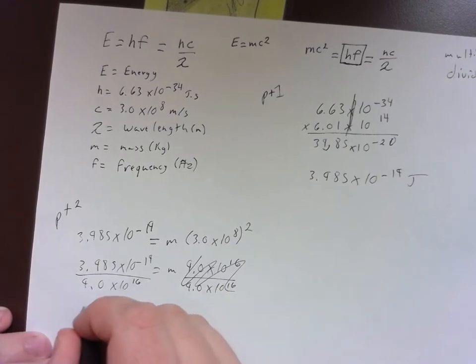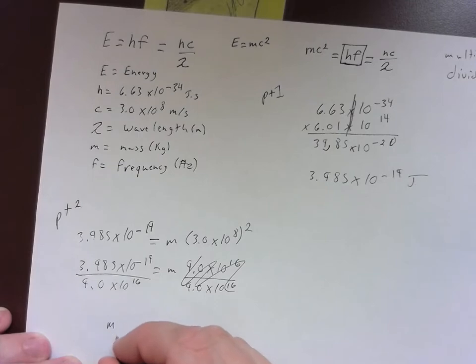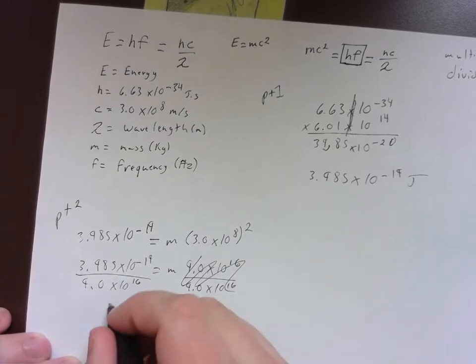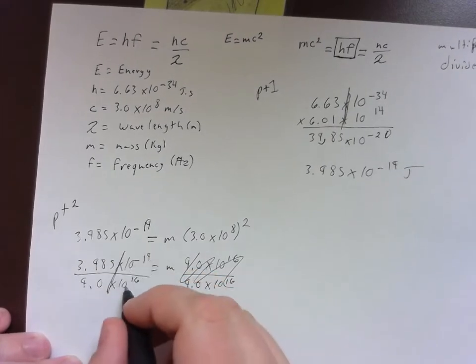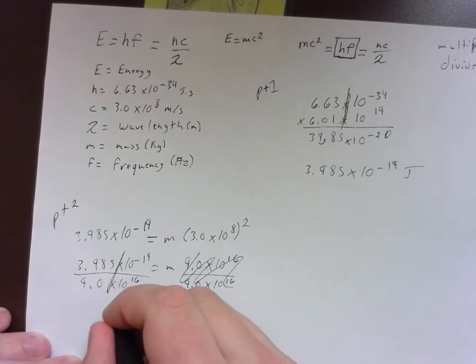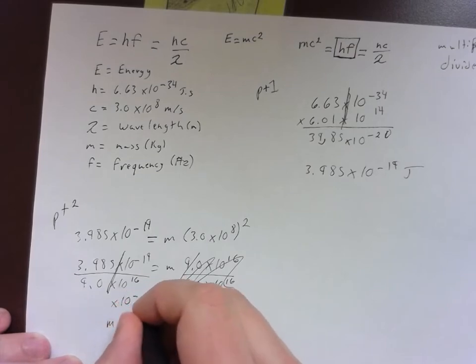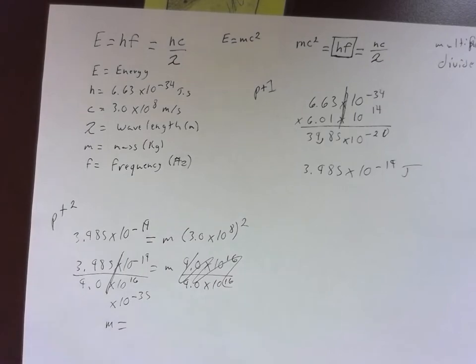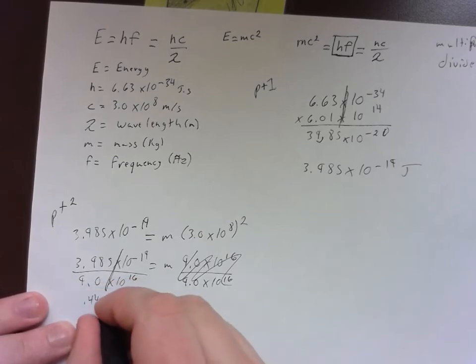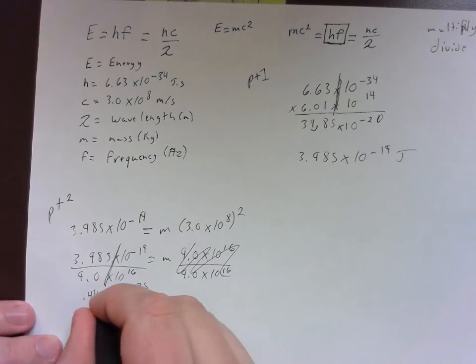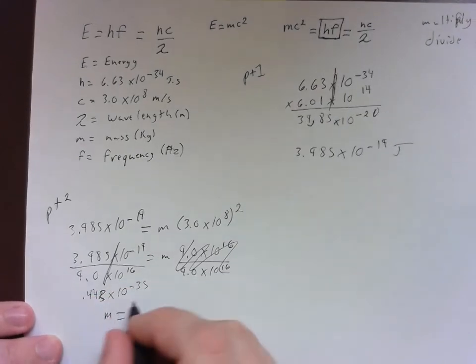So m is going to equal whatever my answer is. But remember, I'm going to subtract the exponents: negative 19 minus 16 is going to give me times 10 to the negative 35. Now I'm going to take my answer, 3.985, and divide it by 9. This is going to give me 0.443 times 10 to the negative 35.